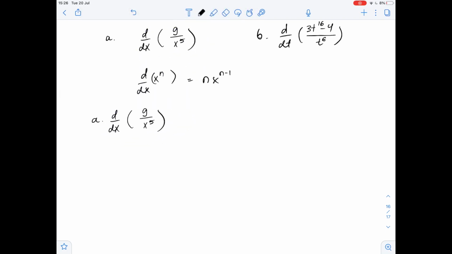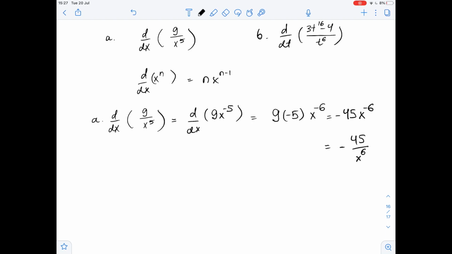So the derivative of 9 over x to the 5th power with respect to x is the same as the derivative of 9 times x to the power of negative 5 with respect to x. Well, now let's use our power rule. So we get that this equals 9 times negative 5 times x to the power of negative 6. So this equals negative 45 x to the power of negative 6. And this equals negative 45 over x to the 6th power. So this is our answer for part A.